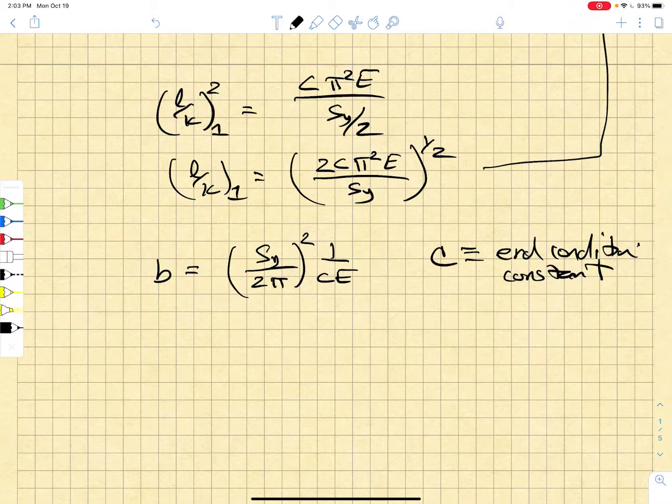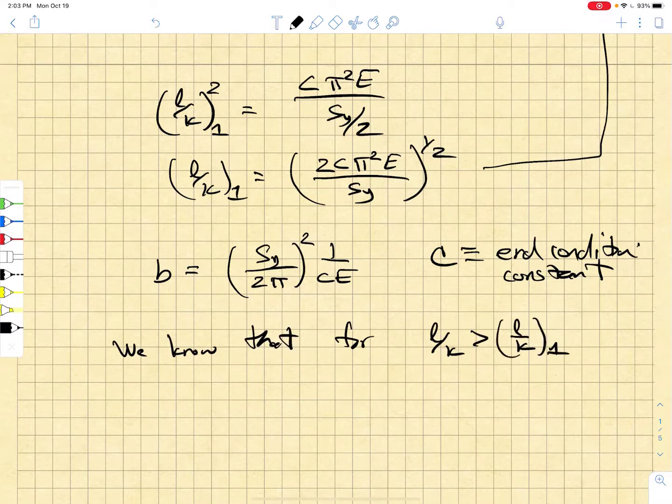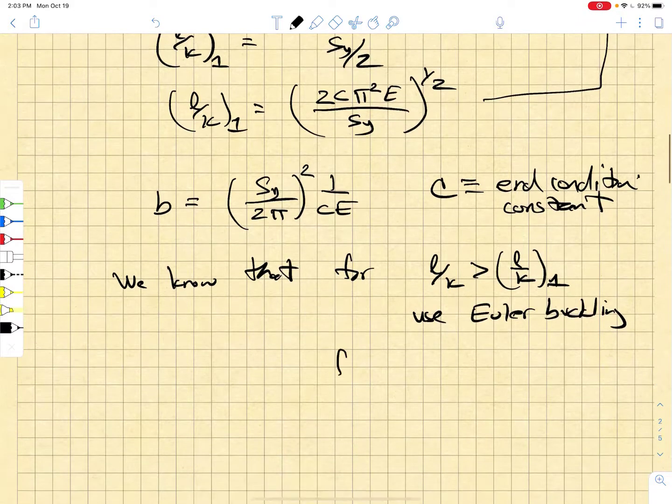Once we have that, we know that for L over K greater than L over K1, we use Euler buckling to find the max loads. And for L over K less than L over K1, we use the parabolic formula.